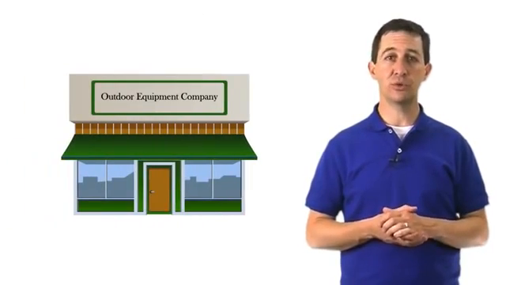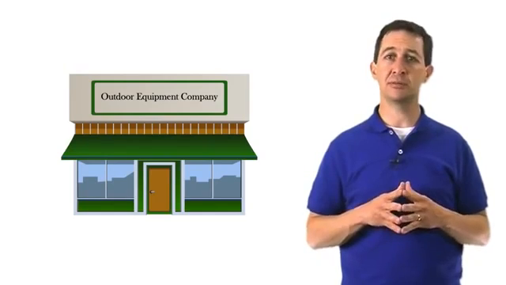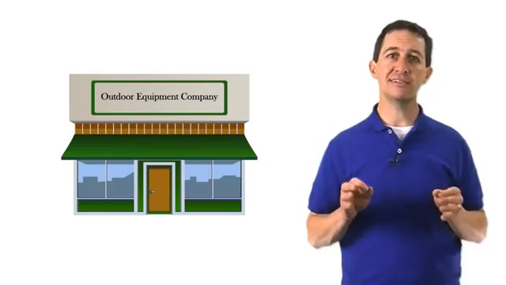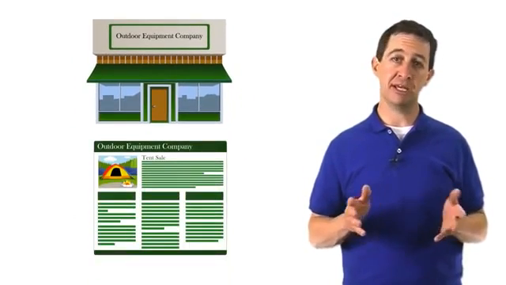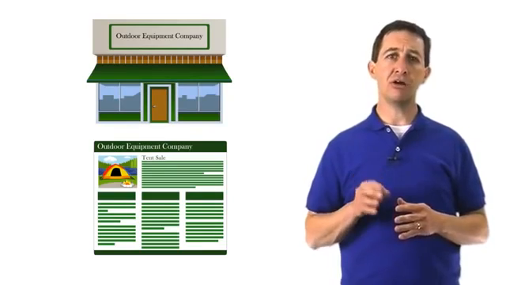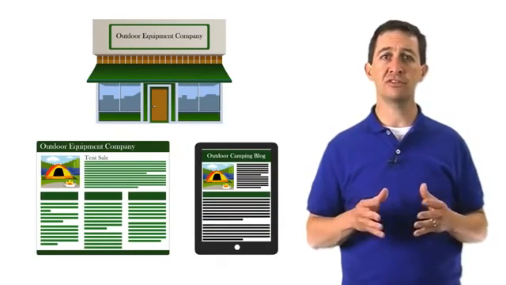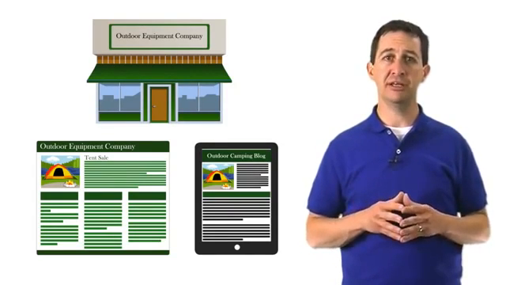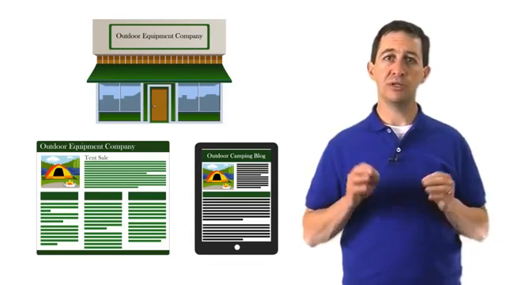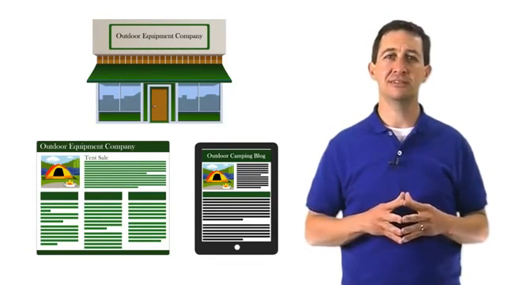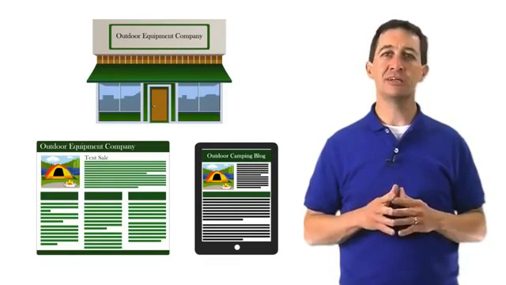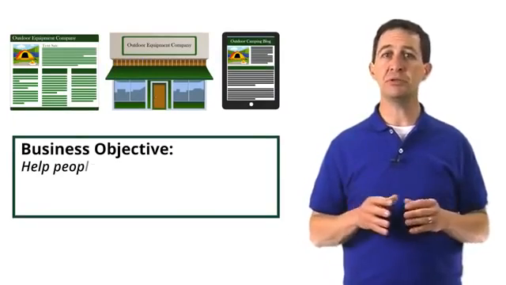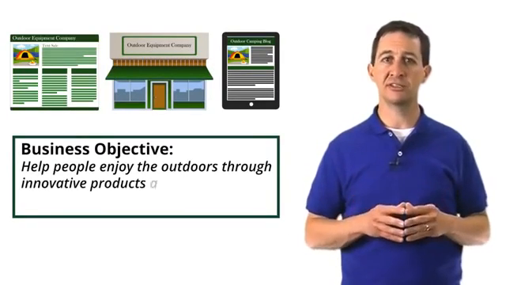Let's use a fictional outdoor equipment company as an example of how we would actually apply this process to create a real measurement plan. For the sake of this example, let's say that we sell our outdoor products on our website and in stores. This outdoor company also maintains a blog to engage customers in conversations about how to enjoy the outdoors. The first step to create our measurement plan is to define our business objective. We need to ask ourselves, why do we exist? Often, you need to dig really deep to get the true answer.